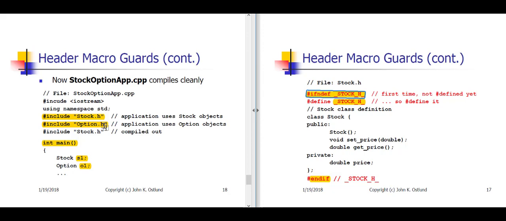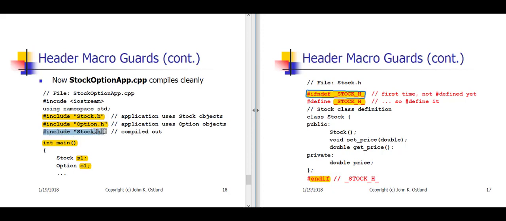Now we know that the option header includes the stock header again, because an option, of course, has to know what a stock is. But fortunately, because of the macro guards, the second time that stock.h file is included inside of the option.h file, its contents are just ignored. That is, the contents of that second occurrence of stock.h are not passed along to the translation unit.